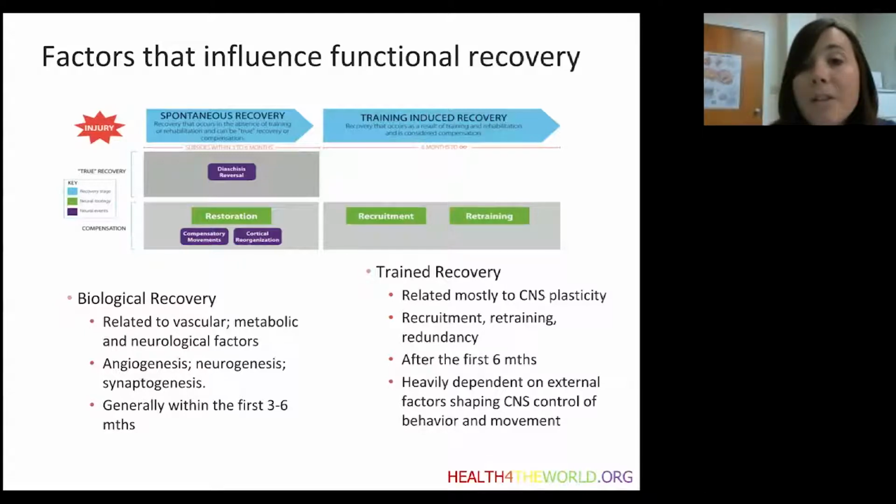The second stage is primarily known as training-induced recovery, which is typically any time between 6 months and onwards onto infinity. This really is related to central nervous system plasticity, meaning what you train, how you recruit the muscles, and continuously retrain and work those muscles. Ultimately, you're able to start learning and establishing new neural networks. It happens primarily, like I said, after the 6 months, and it is very dependent upon external stimuli and behaviors that are placed upon the central nervous system.